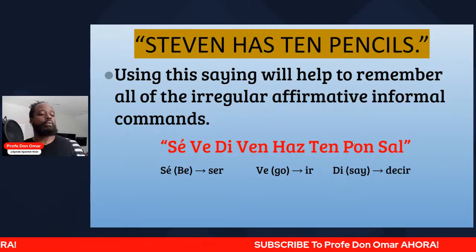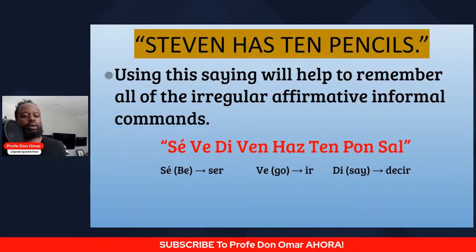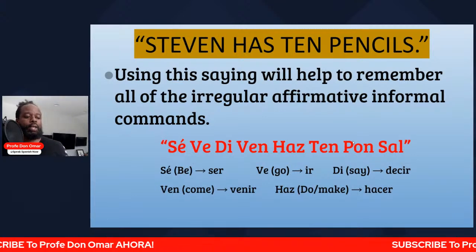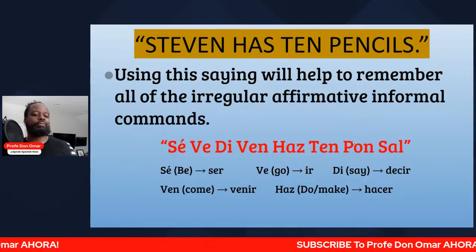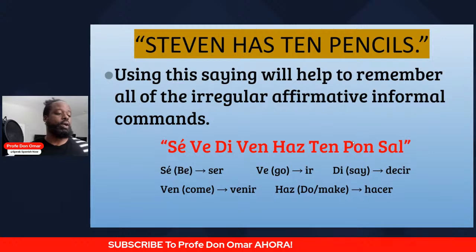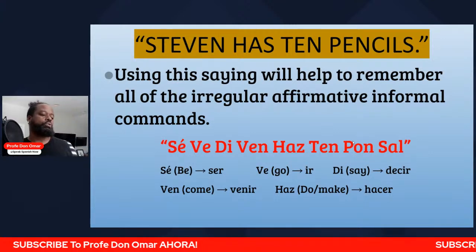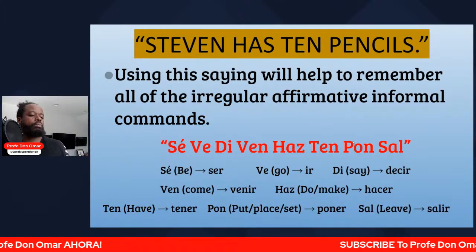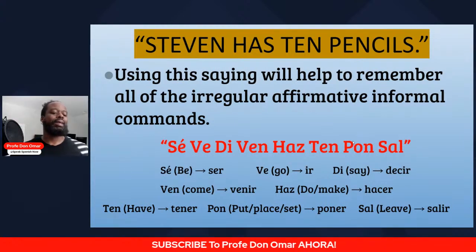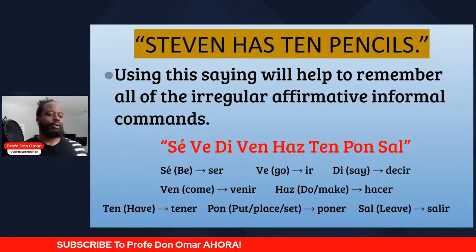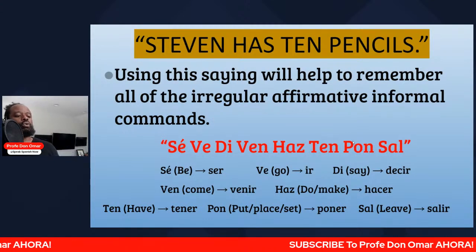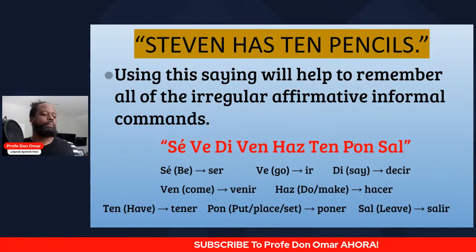Se viene del verbo ser, ve viene del verbo ir, di viene del verbo decir, okay? Ven viene del verbo venir, haz viene del verbo hacer. Okay, take that in, digest it, write it down. Make sure you have this in tu libreta, tu cuaderno, okay? Ten viene del verbo tener, pon viene del verbo poner, y sal viene del verbo salir, okay? So take that in, make sure you have this down. Pause the screen if you're watching this on the replay so that you can get this down.